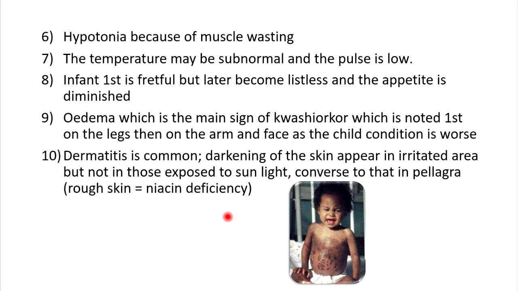The 10th clinical feature in malnutrition is dermatitis, which is common, especially in kwashiorkor. Darkening of the skin appears in the irritated area, but not in those exposed to sunlight. حتى نفرقها من a condition called pellagra. شوف converse to that in pellagra. Pellagra means rough skin, which is due to deficiency of niacin.